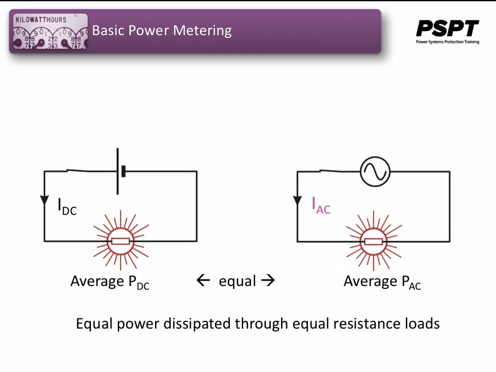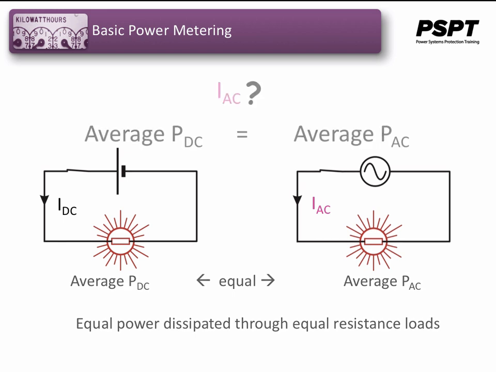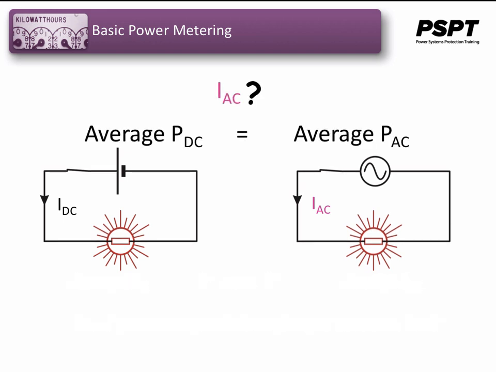Now, let's close the switch and adjust the AC current to the light bulb with the same intensity. That is to say, both loads, both lights, consume the same average power. So we now ask ourselves, what is that AC current?